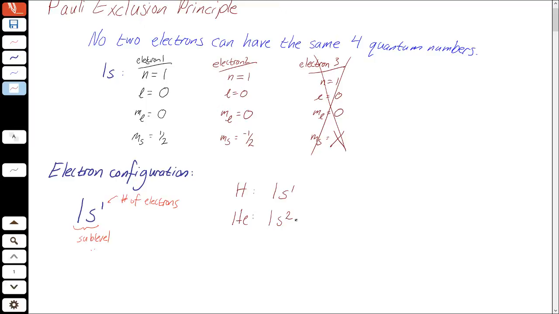Another way of describing this is with a picture. So you'll see this sometimes with boxes or with just a line where they'll show a picture of an up arrow and a down arrow, indicating the 2 possible spins, up and down, or plus 1/2, minus 1/2. So we say that hydrogen has just 1 electron, so we have the 1 electron in the 1s orbital, and then we have the 2 electrons in the 1s orbital for helium.